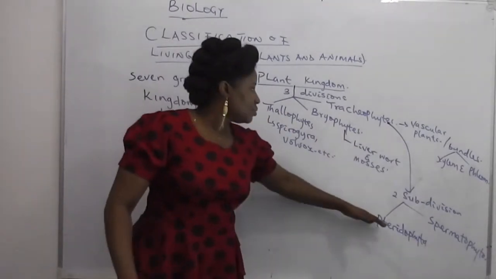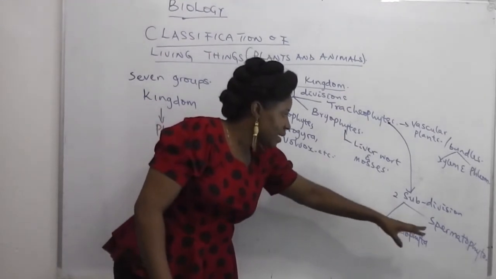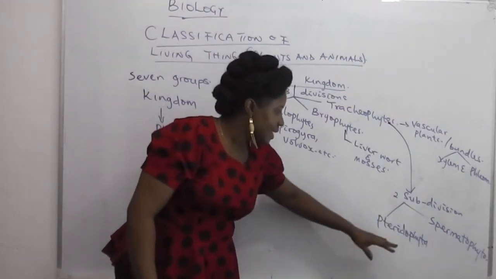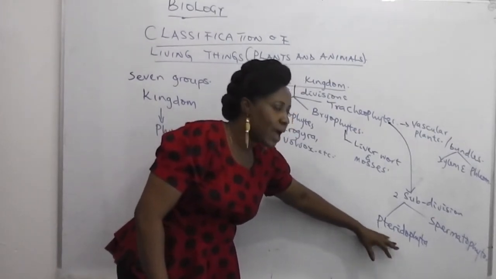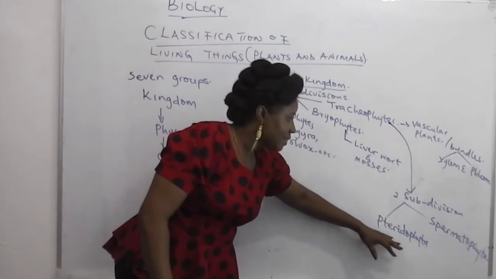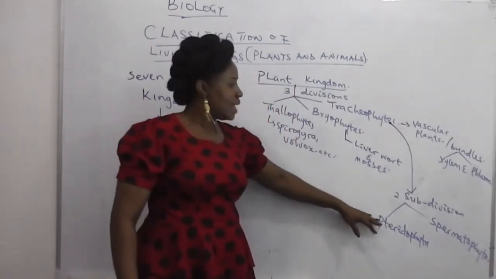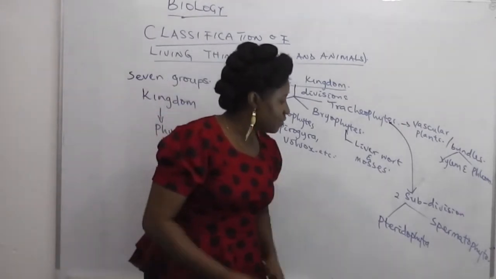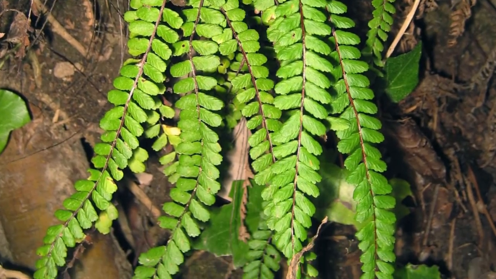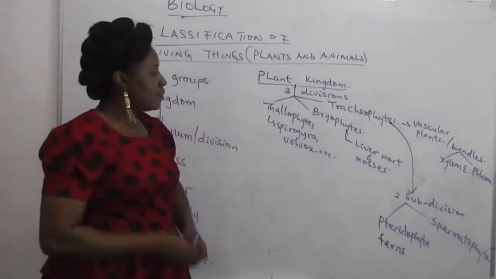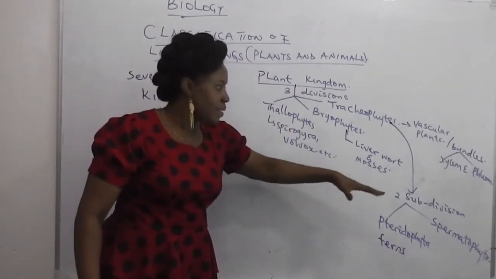All these are the two subdivisions of what? Trichophytes. But the only difference between the Pteridophyta and the Spermatophyte is that the Pteridophyta doesn't produce flowers, it doesn't produce what? Seeds. They are known as non-seed producing, non-flowering plants. Examples of Pteridophyta include the ferns. Now the Spermatophyte are seed producing and flowering plants.